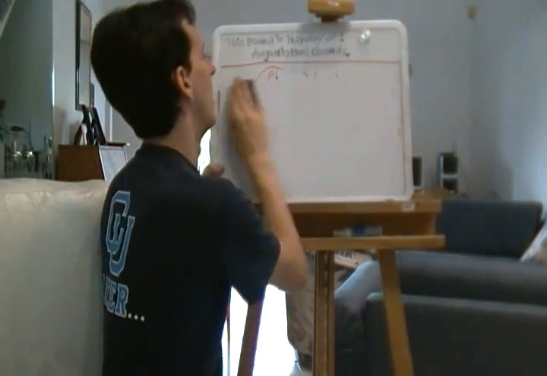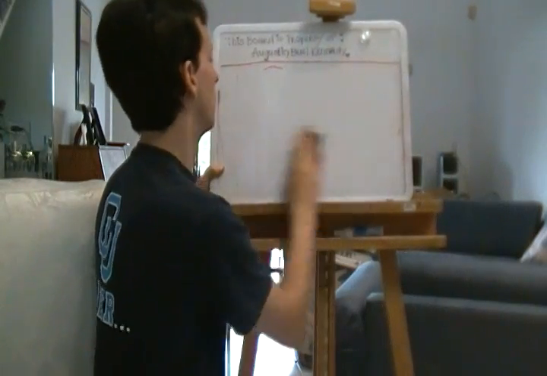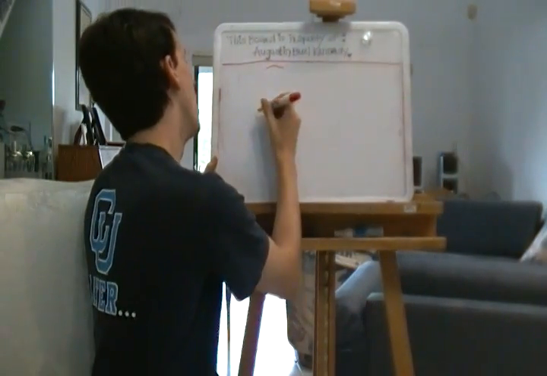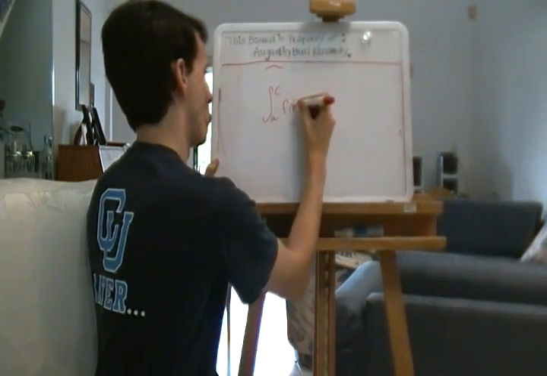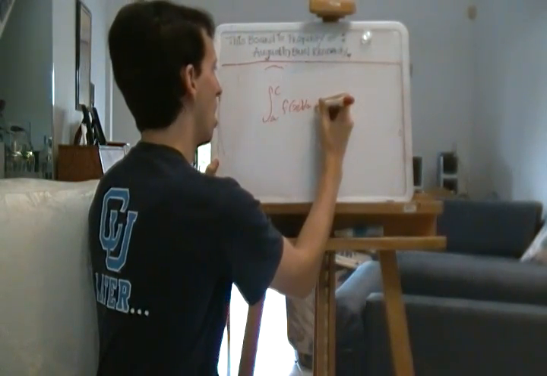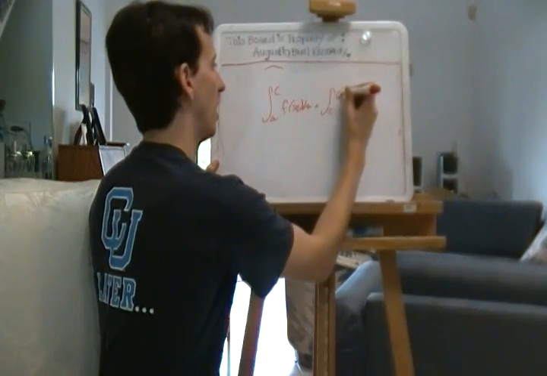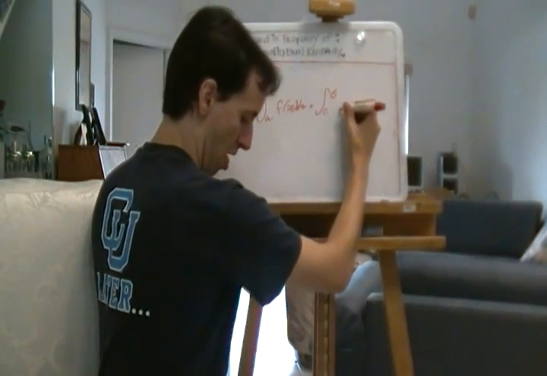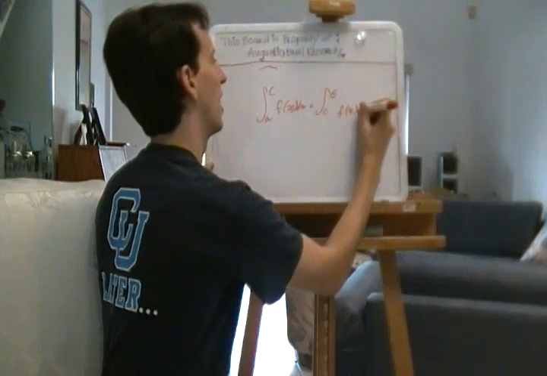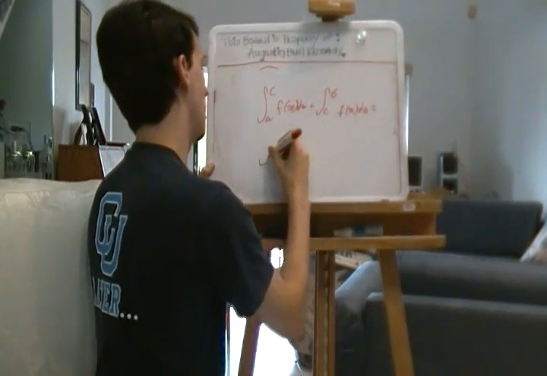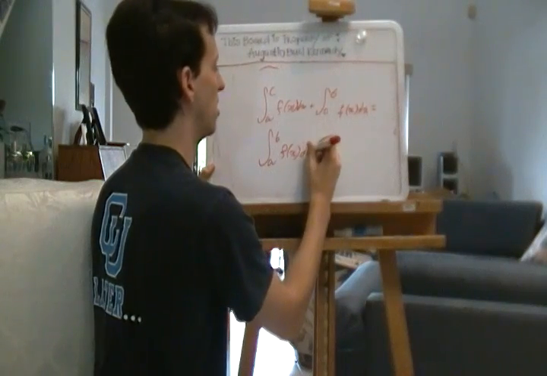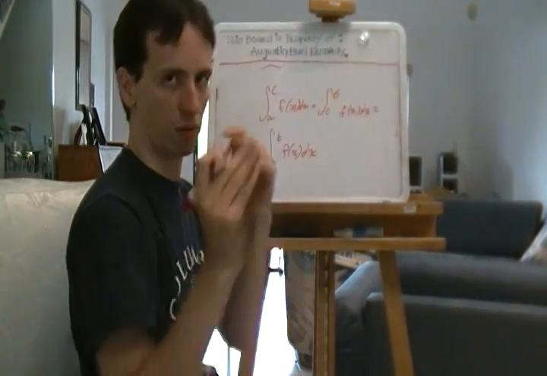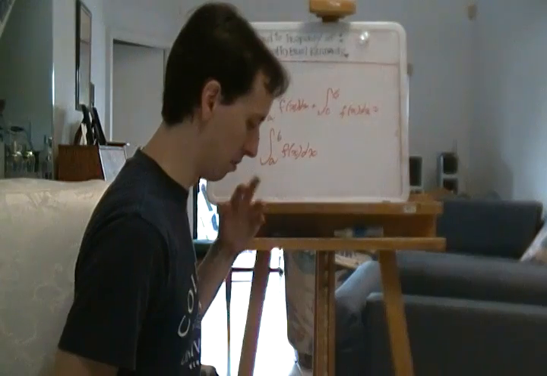Also, if you have piecewise integrals, for instance, let's say we have from a to c of f of x dx plus c to b of f of x dx. Well, that's the same as from a to b of f of x dx. In other words, you're just splitting the area in half and adding them together.